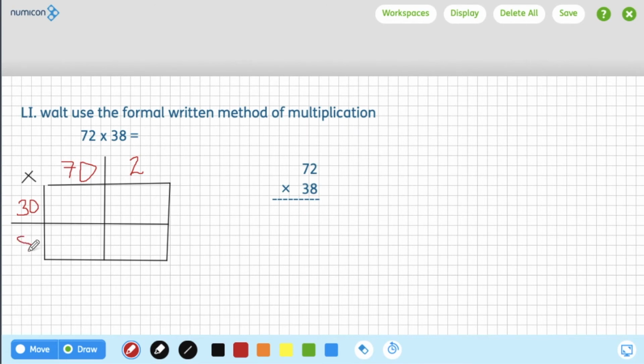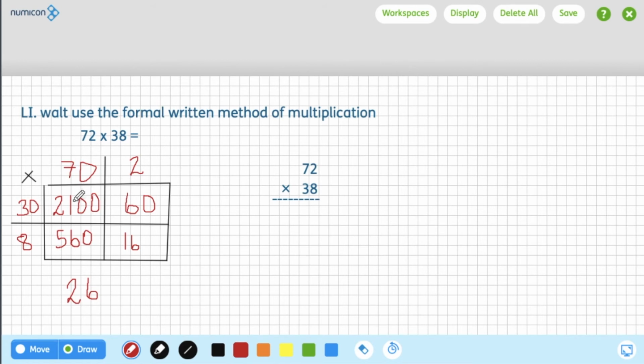So, 8 times 2, 16. 8 times 70, I have my placeholder, and 8 times 7 tens is 56 tens, which is 560. 30 times 2, that's a nice doubling one, 60. And then 30 times 7 tens is going to be 2,100. All right. If I added all those together, I'd end up with 2,600.